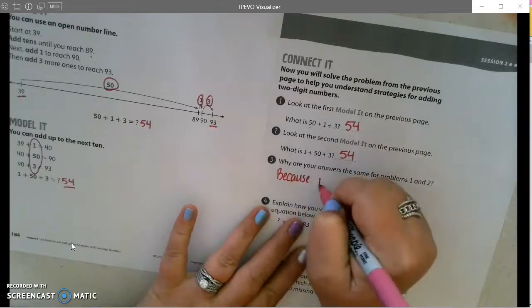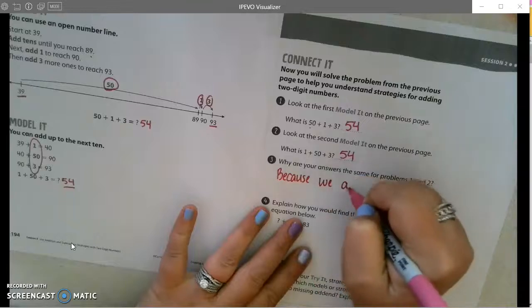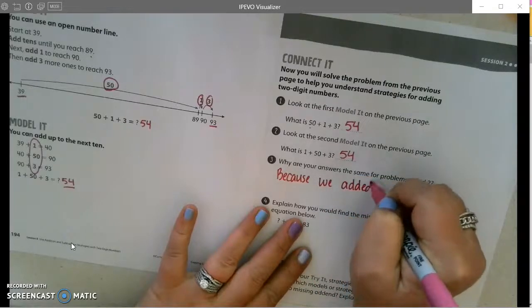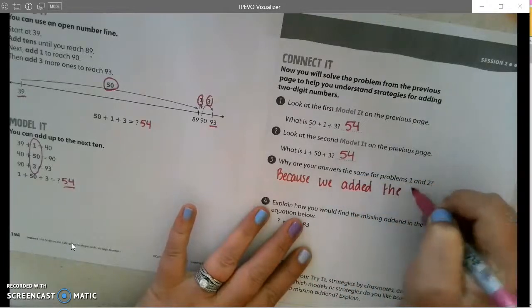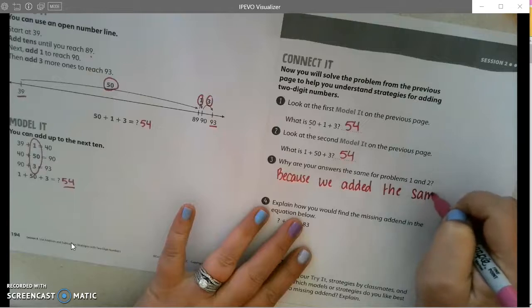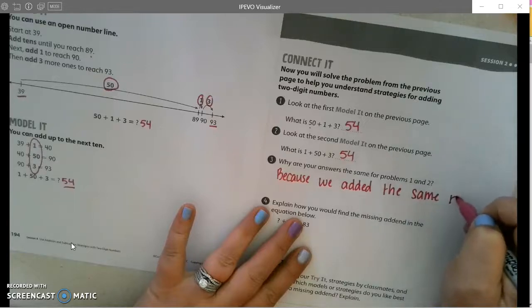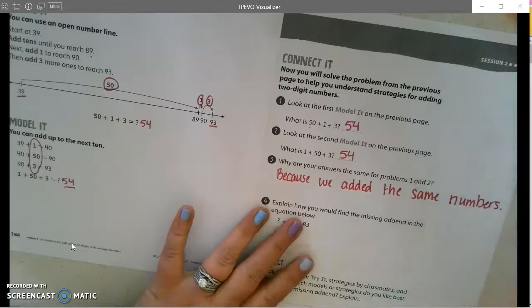Because we added the same numbers. Okay.